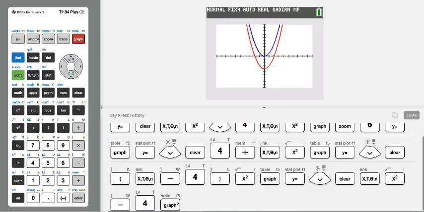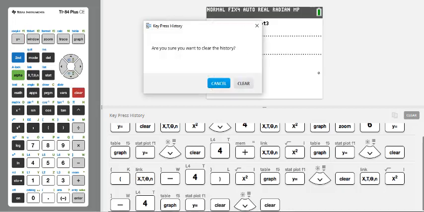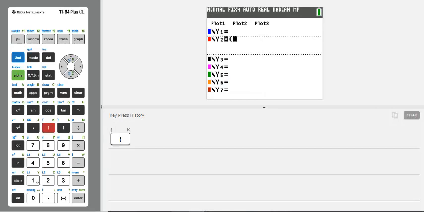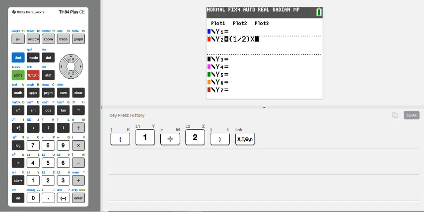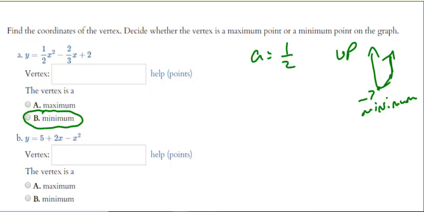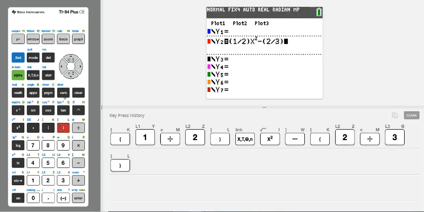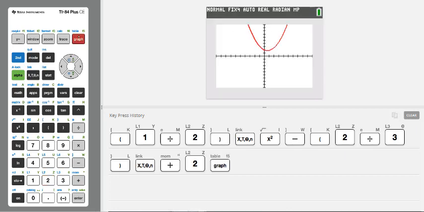Now, parentheses 1 divided by 2, close parentheses, x squared. And I think that is minus 2/3, yep. Minus, parentheses 2 divided by 3, close parentheses, x, plus 2. And I'm just going to go graph. All right, so it's opening up, right?